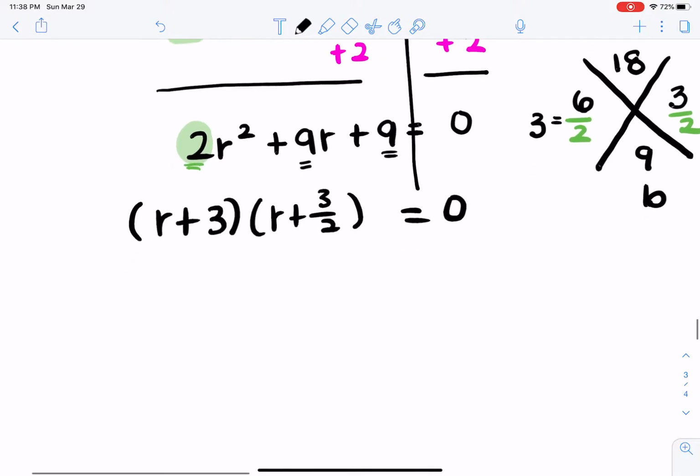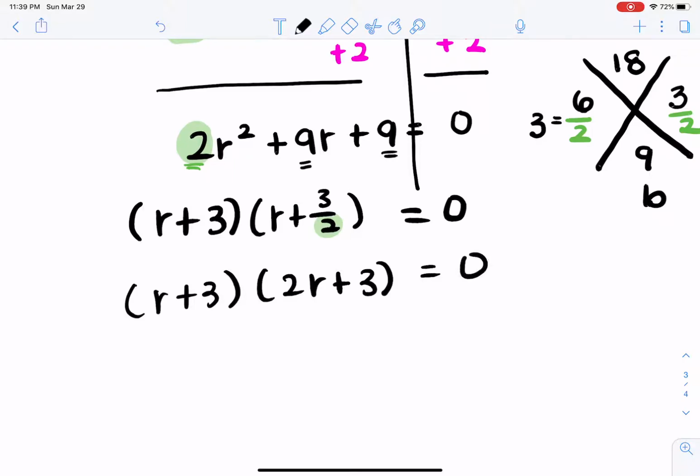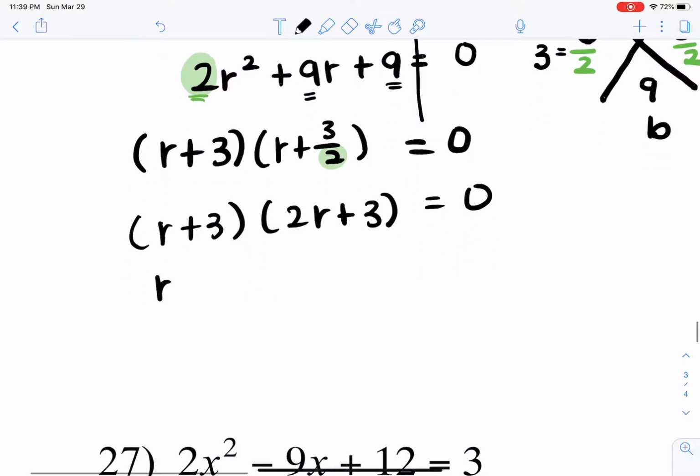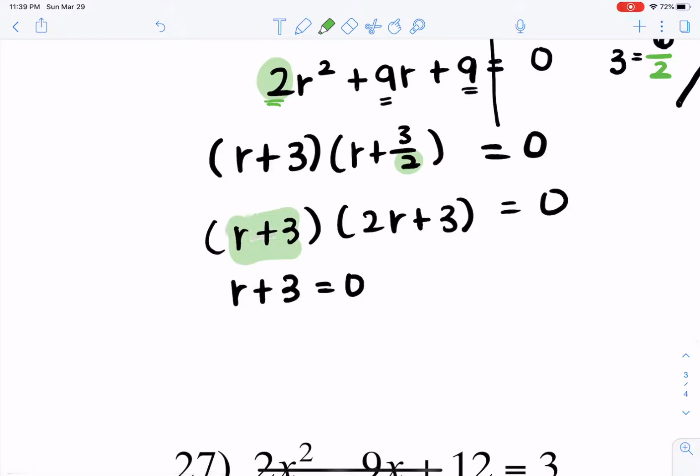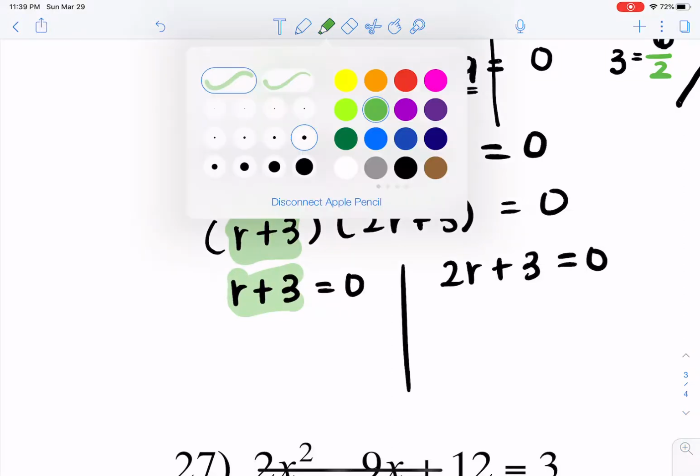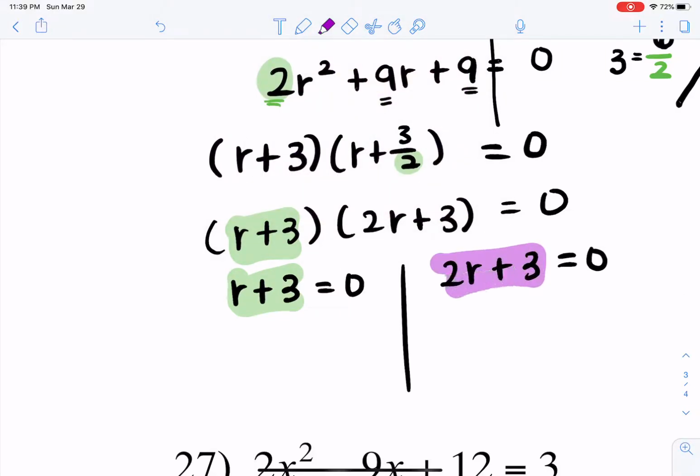Now some of you are accustomed to moving the 2 to the front of r, and that's fine. So you can recreate your expression, and it's 2r plus 3 equals 0, and r plus 3 will also equal 0. If you now apply the 0 property rule, you'll get r plus 3 equals 0, and you'll also have 2r plus 3 equal to 0. And that's your other expression.